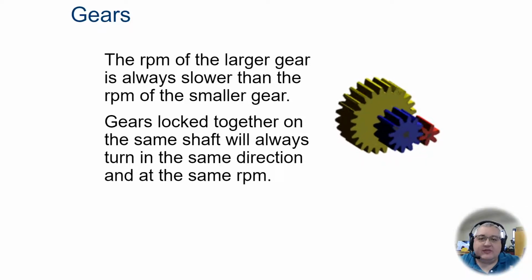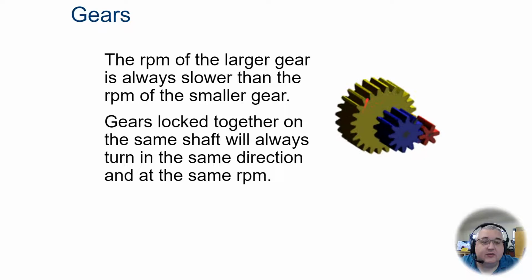If you have more teeth, it's going to take you longer to rotate around than if it's something that has smaller teeth. So if it's a bigger gear, it's always turning slower than a smaller gear, okay, if they have the same size teeth. If the gears are locked together, okay, so if we look at this yellow one, it's going to be turning slower than this red one, because it's the bigger gear.